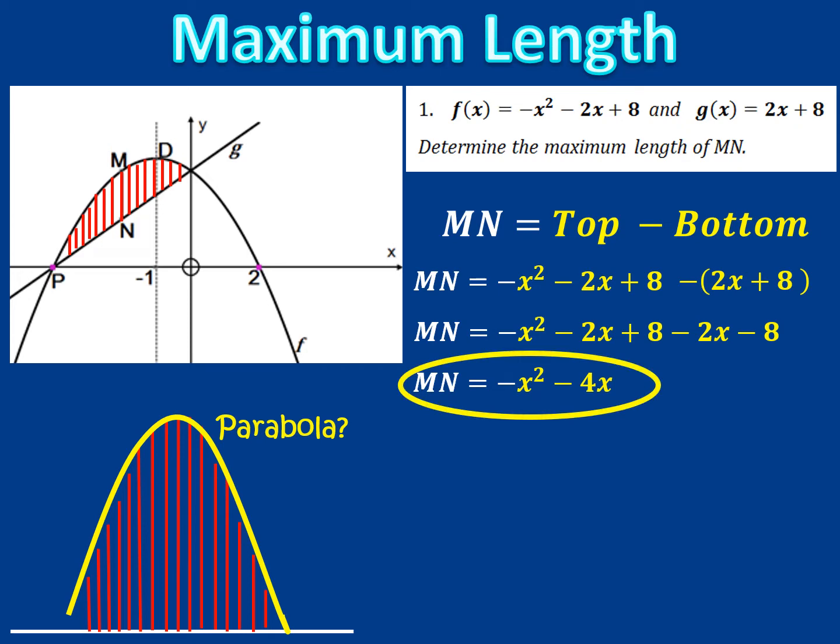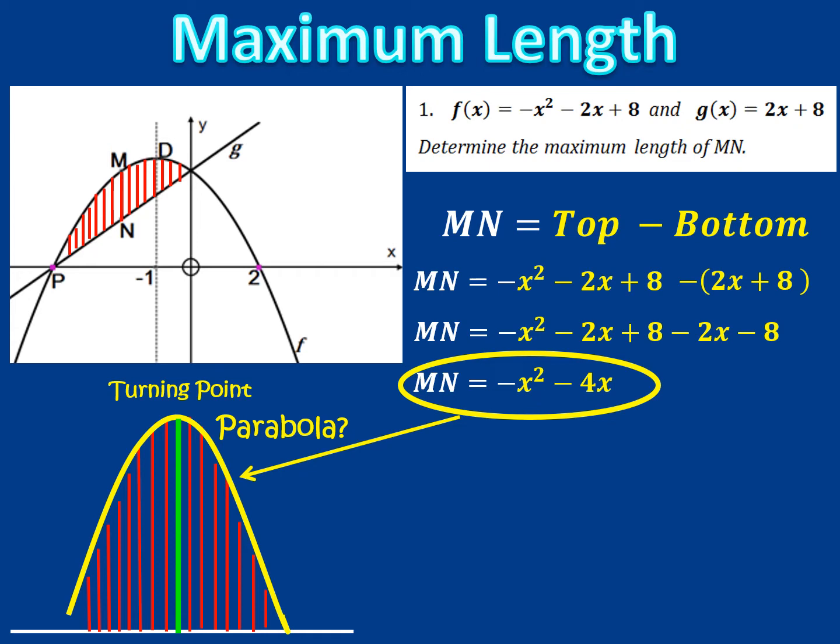So MN is equal to minus x squared minus 4x is actually the equation of that parabola, the parabola formed by all the distances. And we're looking for the distance that is the longest. And that appears to be this one in the middle. And where do you think that is? Well, it looks like the turning point.